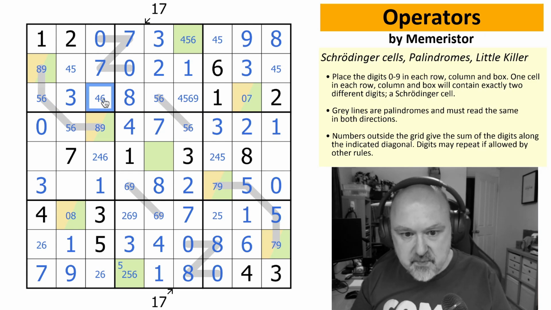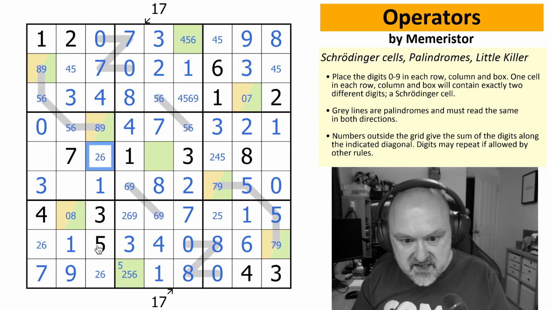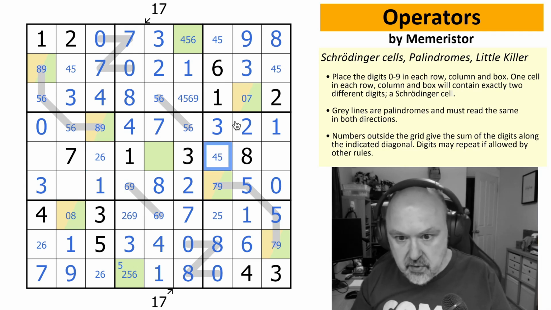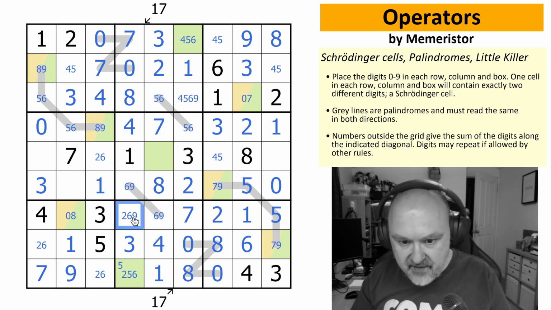This is a 5-6 pair, so this becomes a 4. This is not a 4. This is a 2-6 pair. This is not a 2. This is a 4-5 pair, so this is a 2, which I could have got from that 5. It takes 2 out of there. This is a 6-9 pair. There's got to be a way to resolve that.